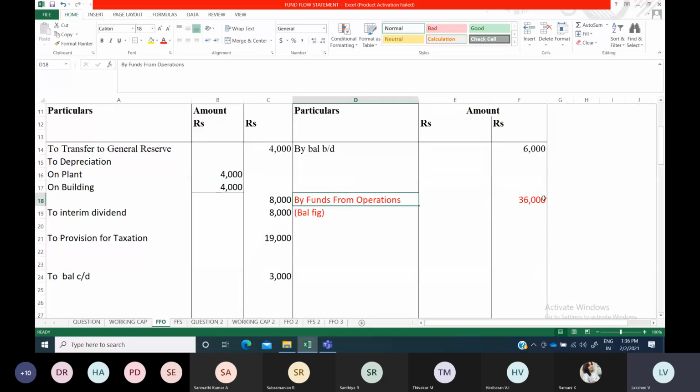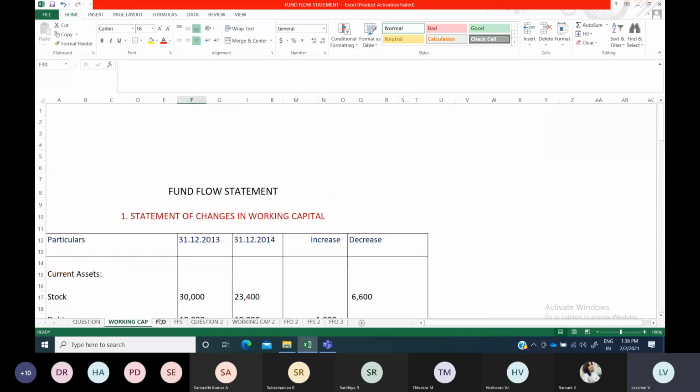Now this amount only we have to take to the sources. Okay, so in the fund flow statement, under that, sources of funds is there. Sources means inflow. So in that sources only, this funds from operations you have to take. Okay, so we have to move to the next one, that is preparation of fund flow statement, the last step. So the first step is the statement of changes in working capital that we did.